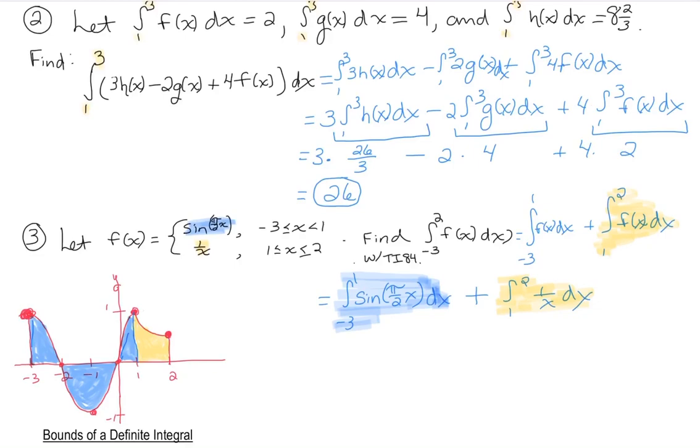So in particular, this part right here. The second one we can actually evaluate by hand, though. The antiderivative of 1 over x, remember, was the natural log of the absolute value of x, evaluated between 2 and 1. And so that would have been natural log of 2 minus natural log of 1, which is 0. So this just ends up becoming the natural log of 2.